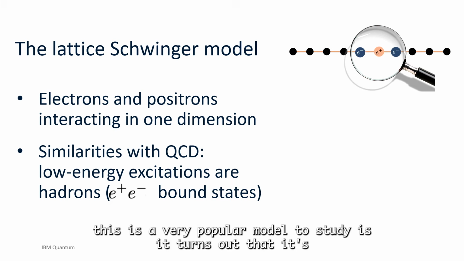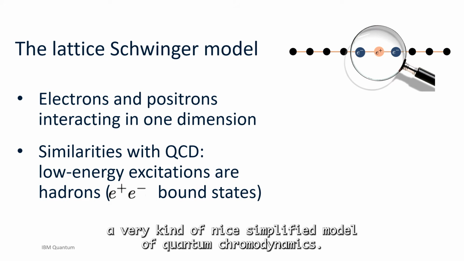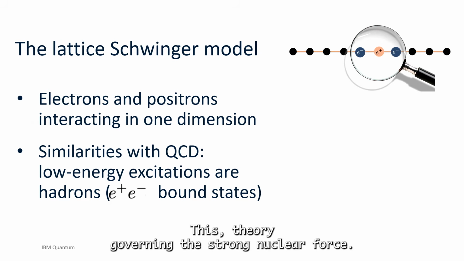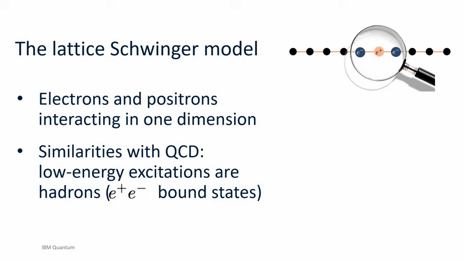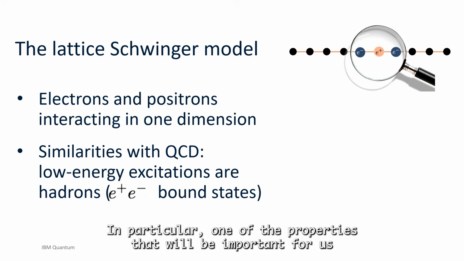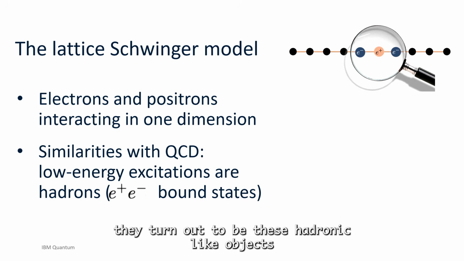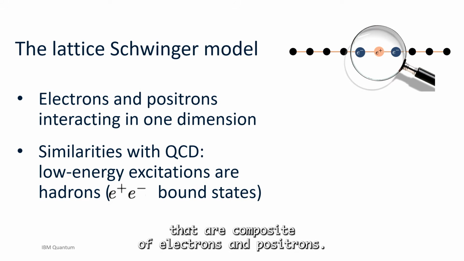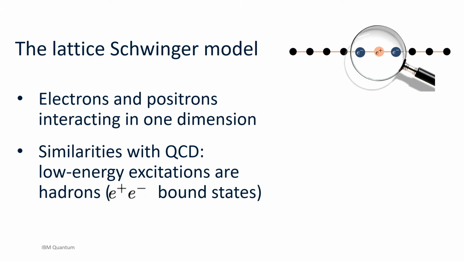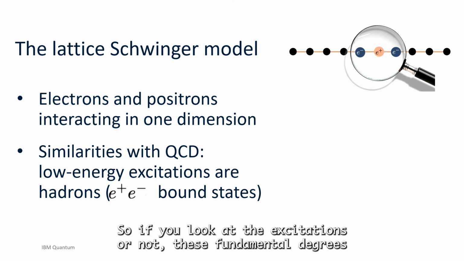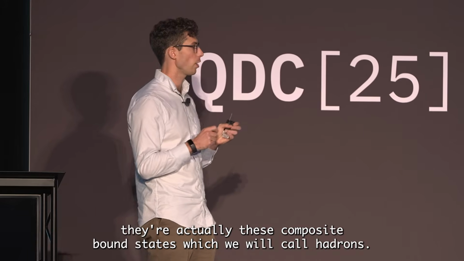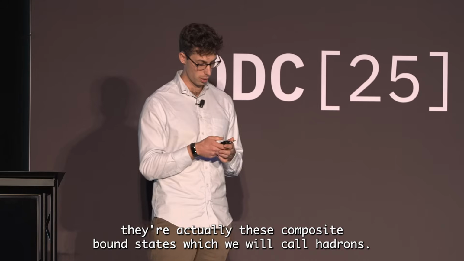The reason this is a very popular model to study is that it turns out to be a nice simplified model of quantum chromodynamics, the theory governing the strong nuclear force. In particular, one of the properties that will be important for us is that if we ask what the low energy excited states of this system are, they turn out to be these hadronic-like objects that are composites of electrons and positrons. So if you look at the excitations, they're not the fundamental degrees of freedom of the fermions. They're actually these composite bound states, which we will call hadrons.